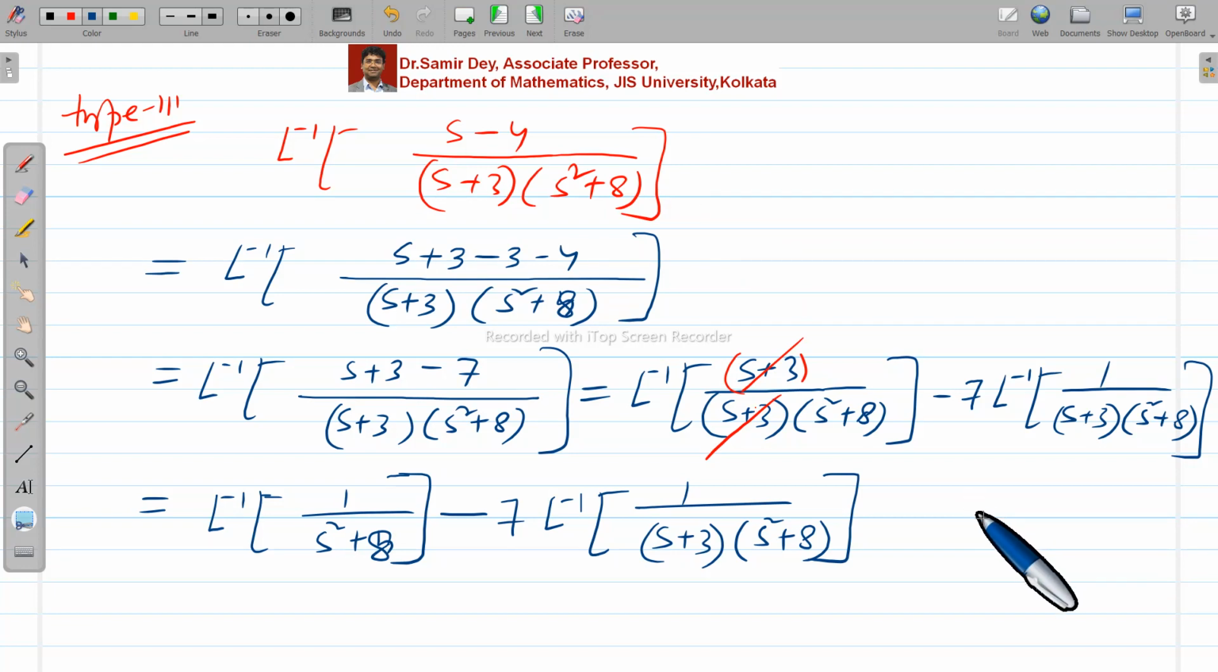Now it is clear, I think, because this part is similar to the previous type 2, and this is a standard form of inverse Laplace transform.